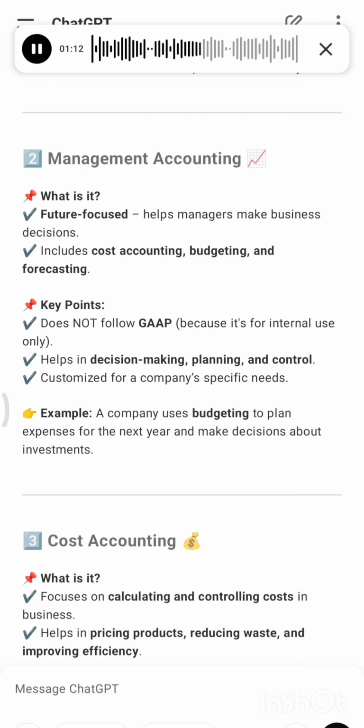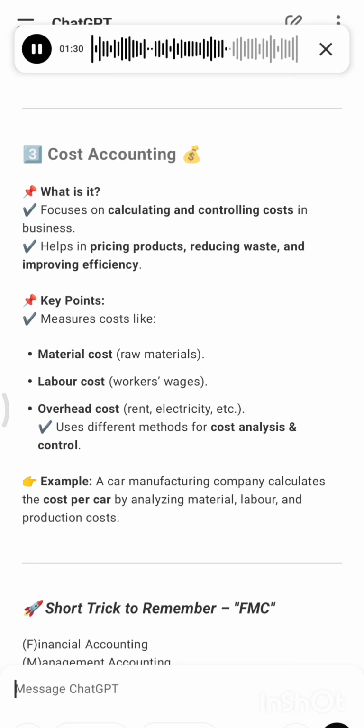Key points: does not follow GAAP because it's for internal use only, helps in decision-making, planning, and control, customized for a company's specific needs. Example: a company uses budgeting to plan expenses for the next year and make decisions about investments.